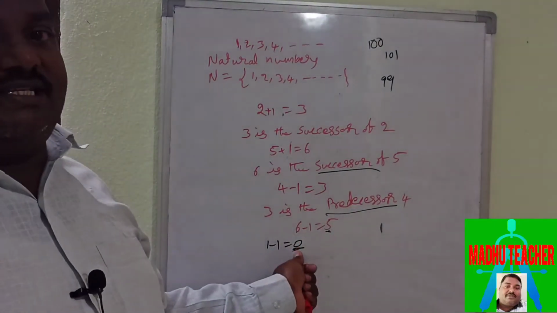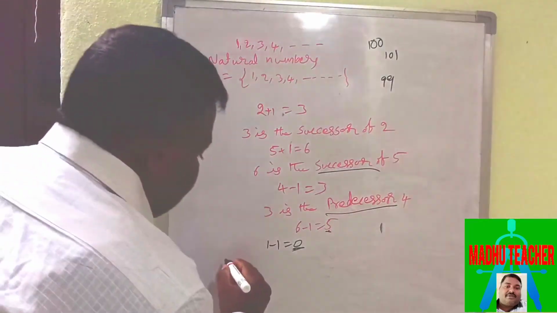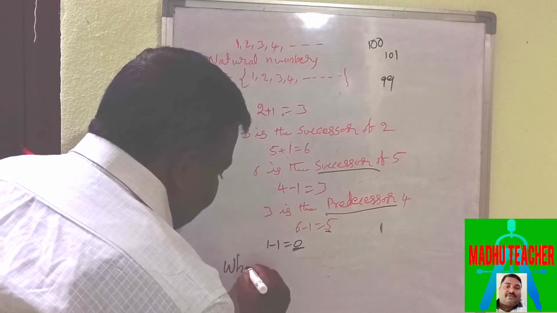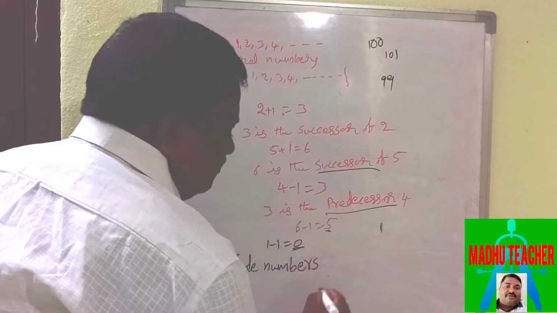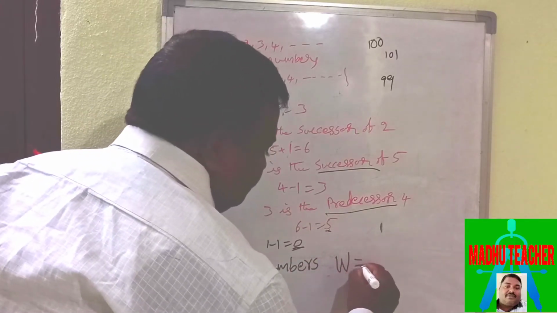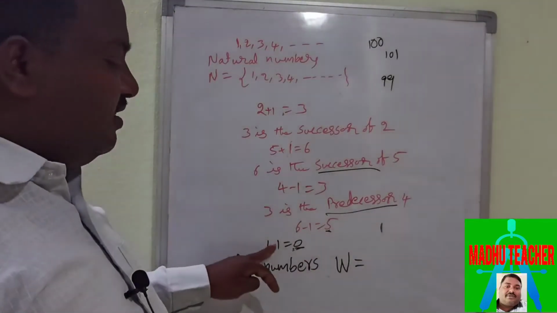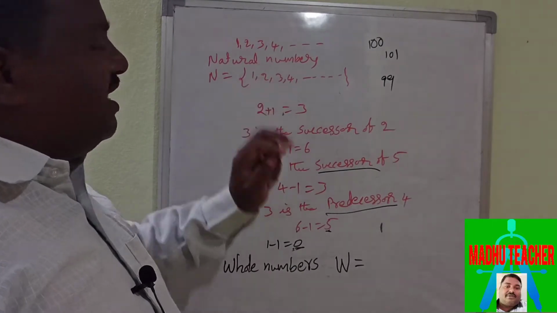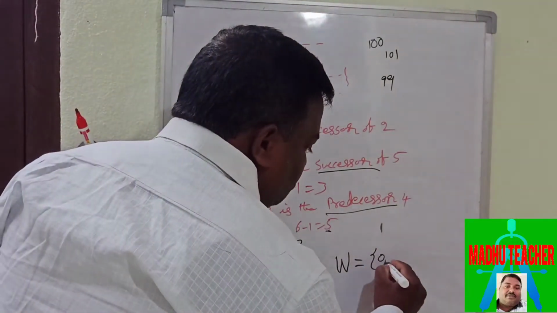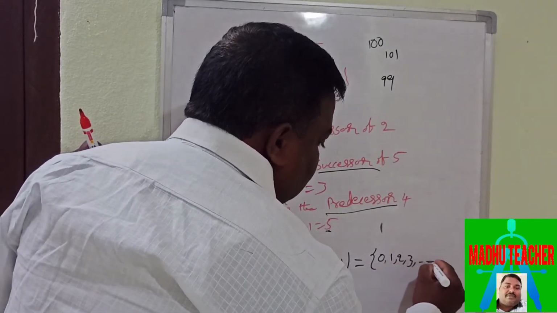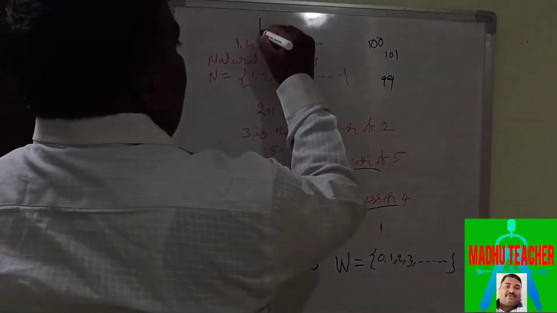If we include this 0 in the natural numbers, we get the whole numbers. The whole number set is denoted by W. The predecessor of 1 is 0, and including 0 with the natural numbers gives 0, 1, 2, 3 and so on. This is our chapter, whole numbers.